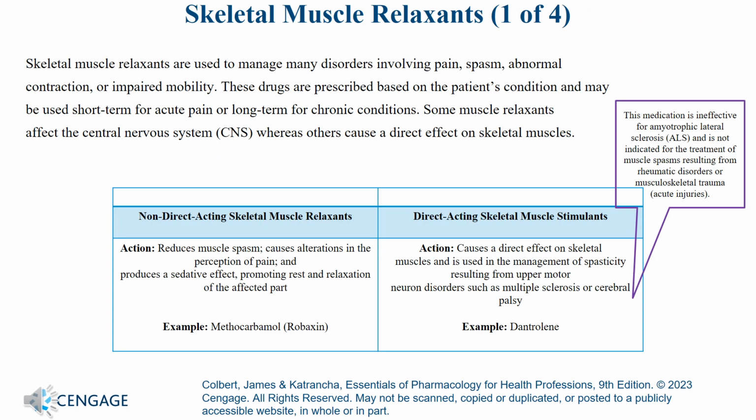Skeletal muscle relaxants are used to manage many disorders involving pain, spasm, abnormal contraction, or impaired mobility. These drugs are prescribed based on the patient's condition, and it can be short-term for acute pain, or it can be long-term for chronic conditions. Some muscle relaxants affect the CNS, where others affect just the skeletal muscles.